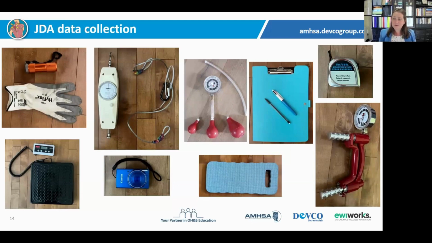So these are tools that are frequently used during job demand assessment data collection. On the top left, I've got a flashlight and gloves, because I don't like getting my hands dirty. And sometimes I don't like to just touch things that are being used by others. Bottom left is a scale used to weigh items. There's also a camera and a kneeling pad if I'm looking at low items, because I want to try and practice what I preach as well.